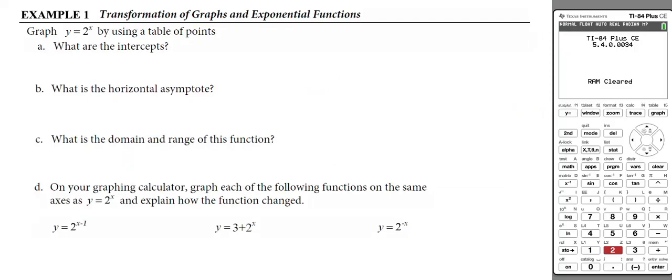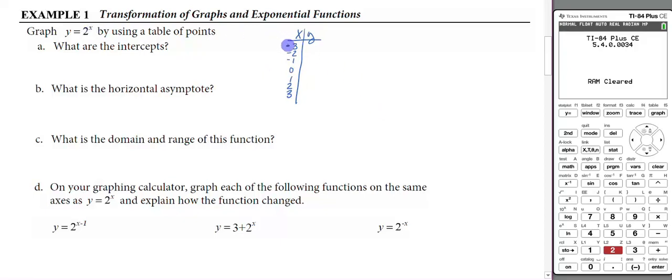Example 1, transformation of graphs and exponential functions. I first want us to graph y equals 2 to the x by using a table of points, not just by putting it into our graphing calculator. So let's make a table and decide what values x could hold. We could use negative numbers, 0, and positive numbers. So let's put a good mix of these numbers in our t-table.